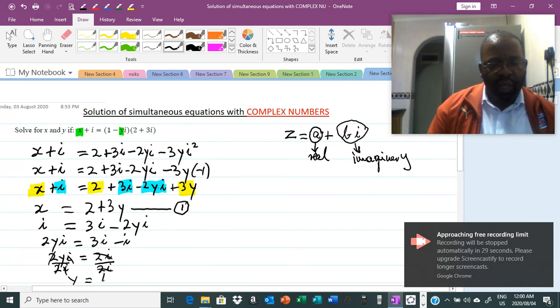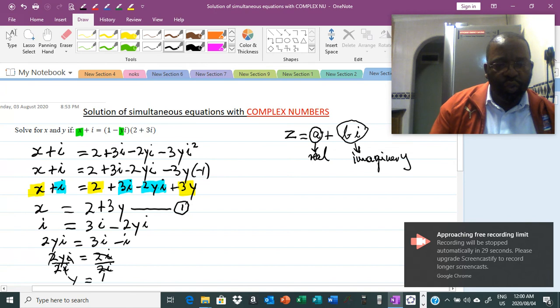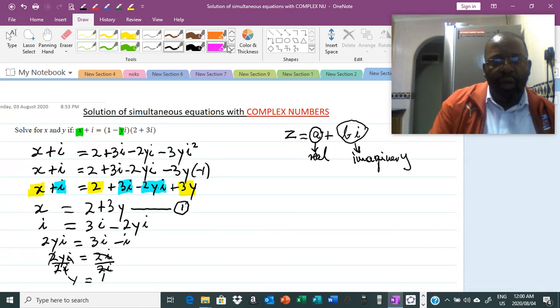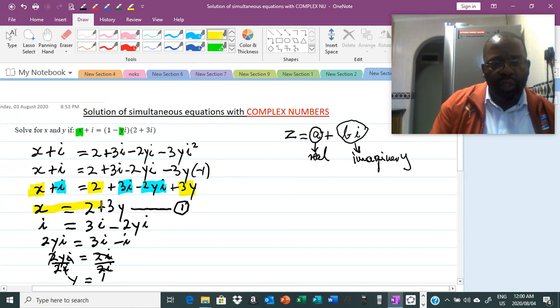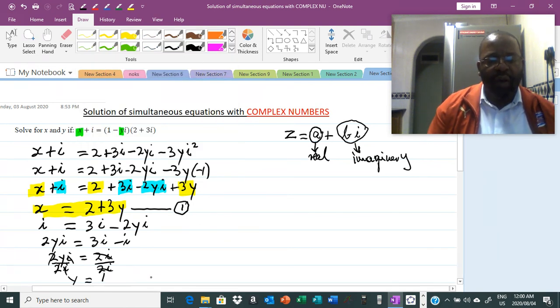Now, once you got the answer y equal to 1, you take this one and substitute it in equation 1. Where is equation 1? There is equation 1. We substitute y equals 1 in equation 1, and then we will get that our answer will be 2 plus 3 times 1, which is equal to 5. Therefore, the value of x is equal to 5.